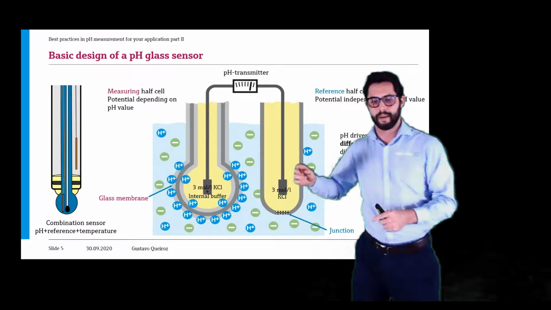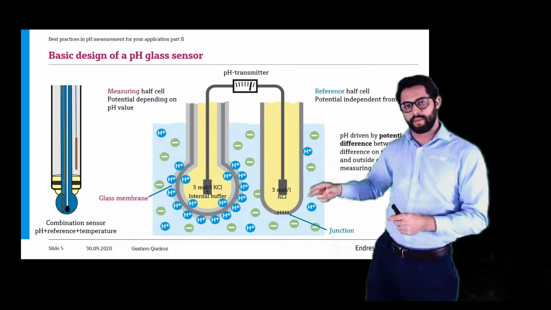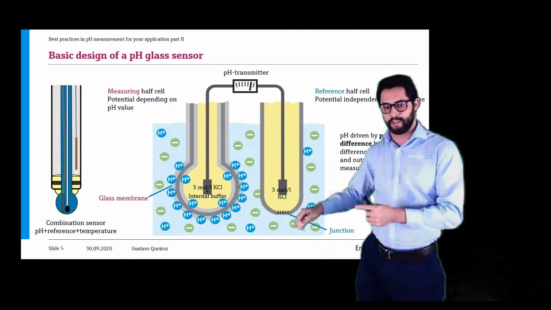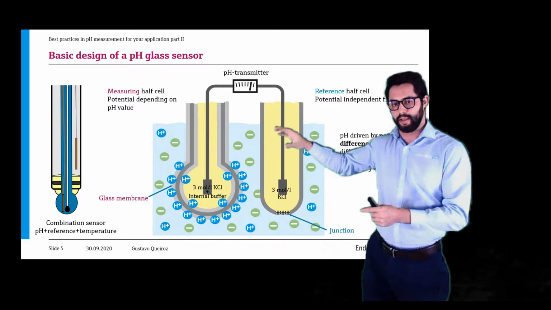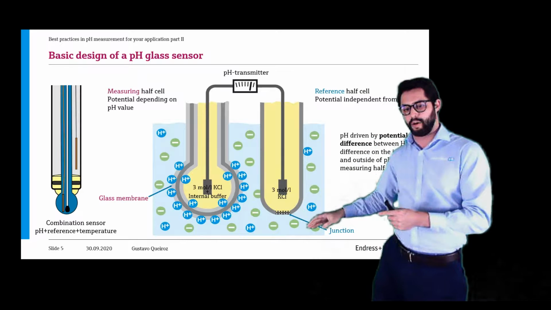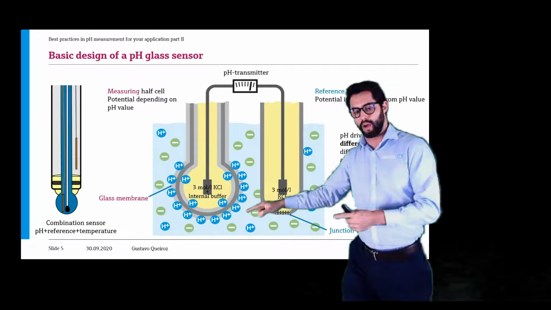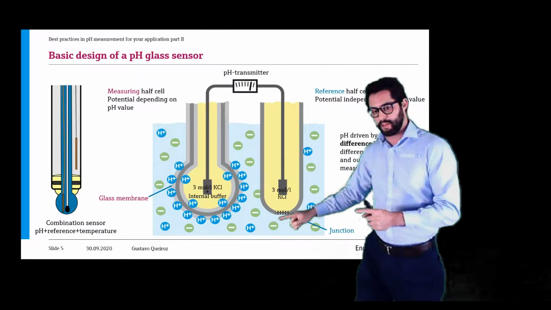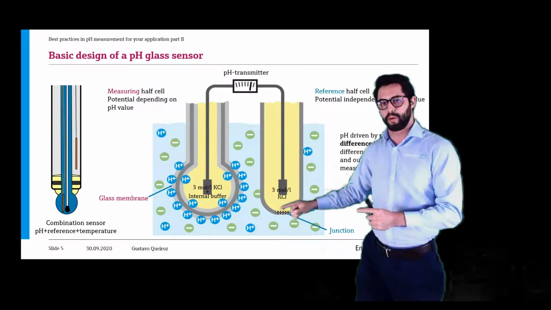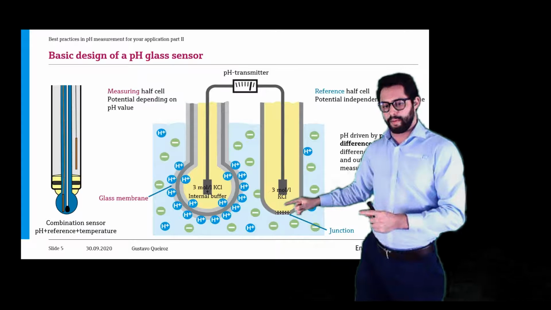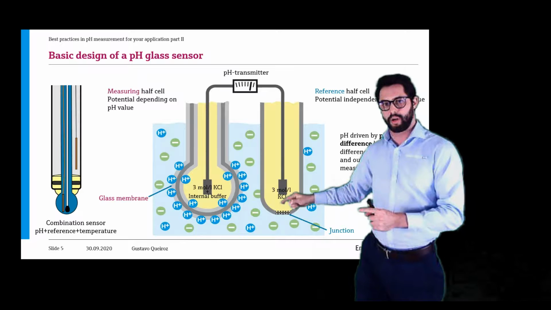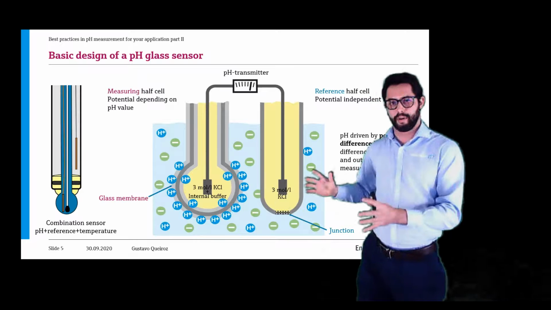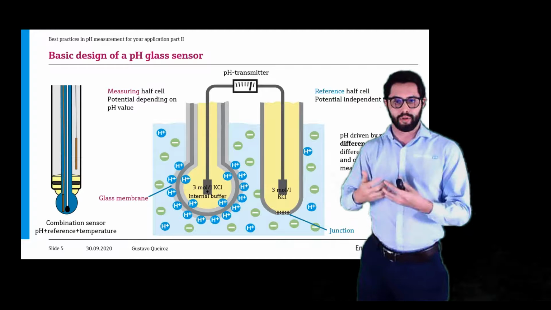And the second one is the reference system, which has the aim to close the circuit between the inner part of the pH electrode and the outer part and make it get in contact with the glass membrane. Have in mind the importance of the junction. This is a porous material responsible for ensuring the electrical contact between the inner and the outer part. And if it somehow gets clogged, the pH electrode stops working.